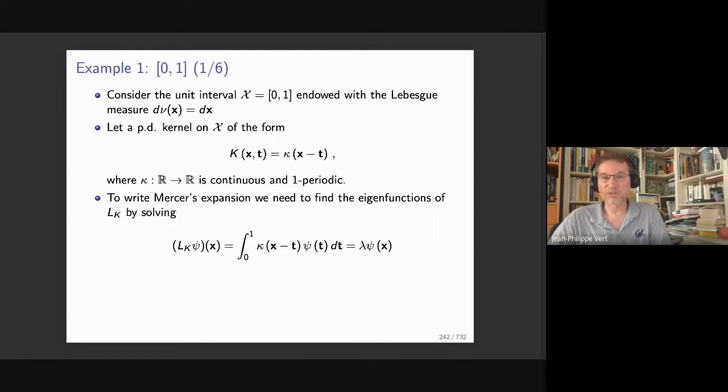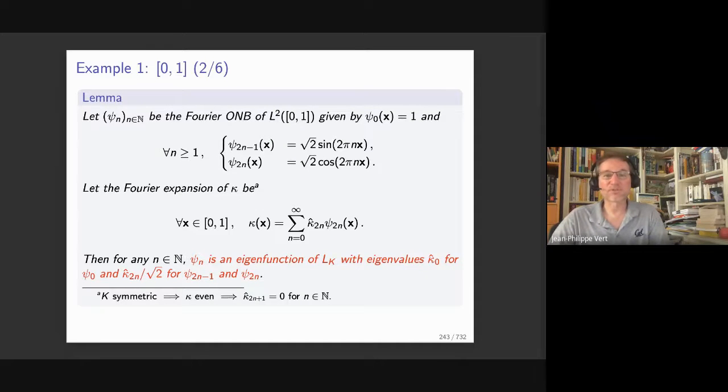You have this equation, and it depends on kappa, but here we see that the eigenfunctions psi do not depend on kappa because they are just the standard Fourier basis. And the only thing that depends on the choice of the kernel, on kappa, are the eigenvalues. And the eigenvalues are related to the Fourier transform of kappa.